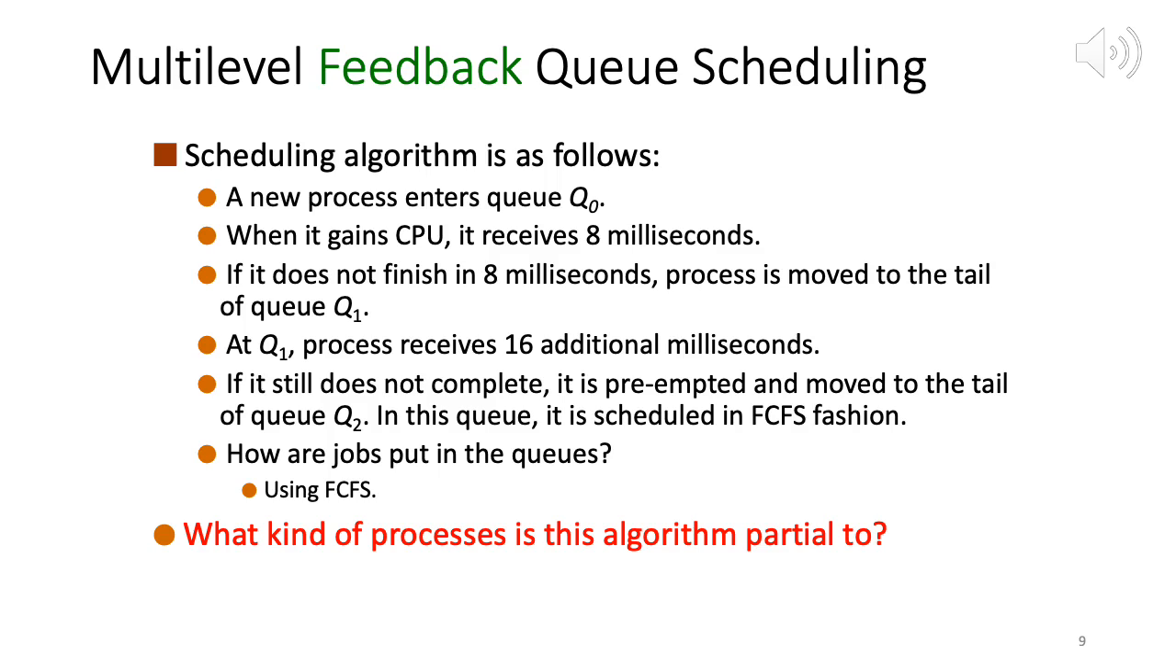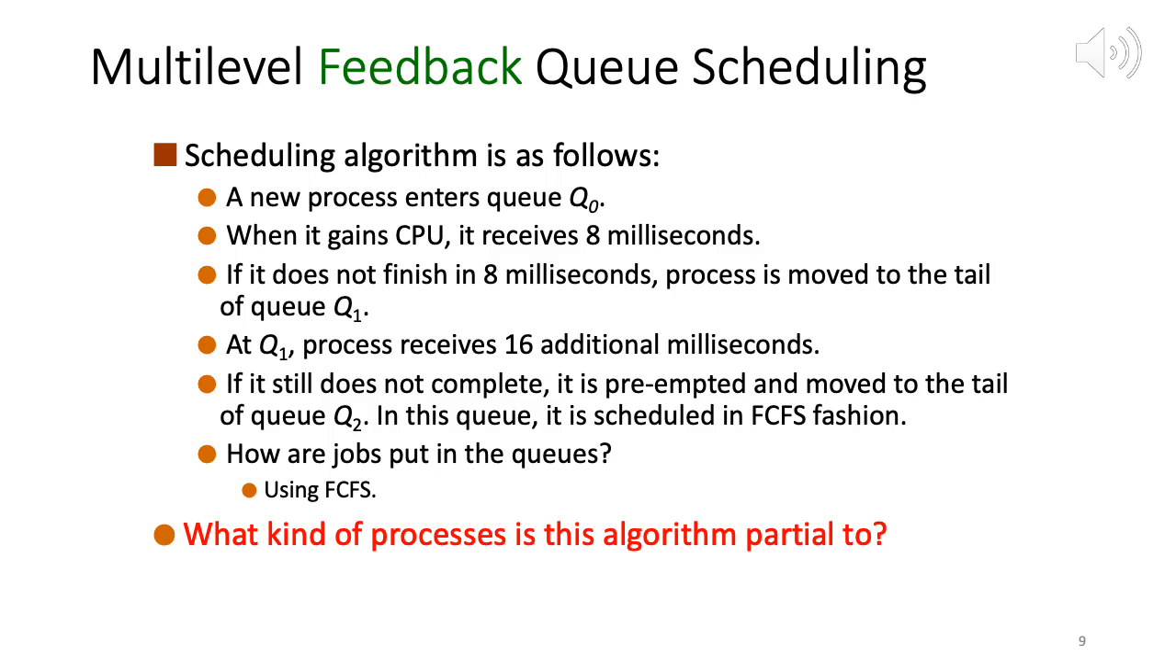So consider an IO bound process which needs less than or equal to 8 milliseconds. That process will finish execution the earliest. Why? Because it needs less than or equal to 8 milliseconds of CPU. So it enters Q0 and it gets out. It is serviced pretty quickly. Whereas which kind of processes have to wait the longest? Obviously longer processes, let's say more than 24 milliseconds. Any process more than 24 milliseconds has to go to Q2.